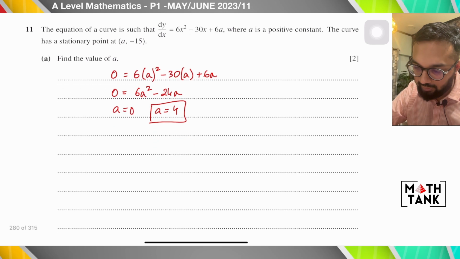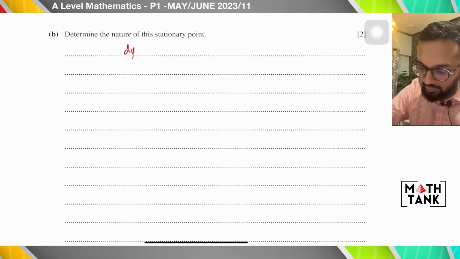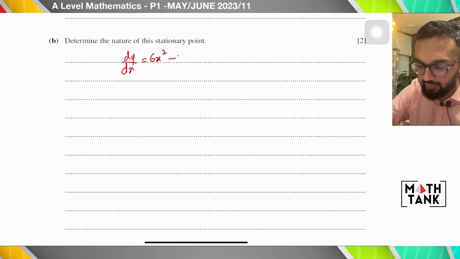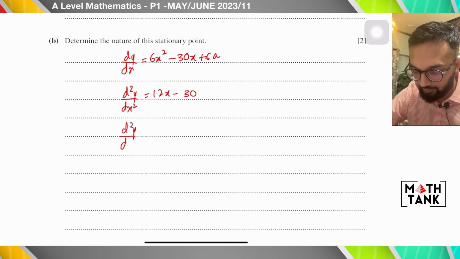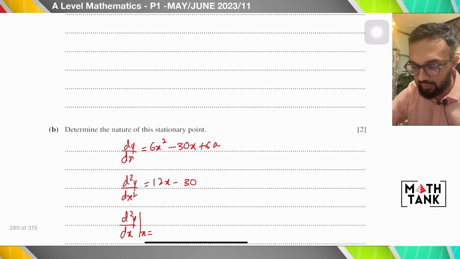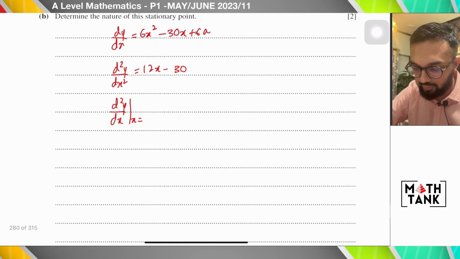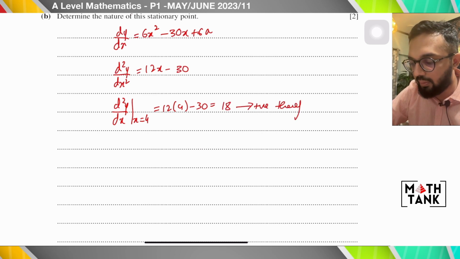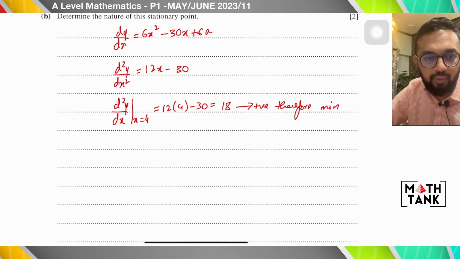Determine the nature of the stationary point. So I'm going to differentiate this again. Dy over dx is 6x squared minus 30x plus 6a. Double differential is 12x minus 30 at a, so 4. Positive, therefore minimum. I hope that's the correct answer.